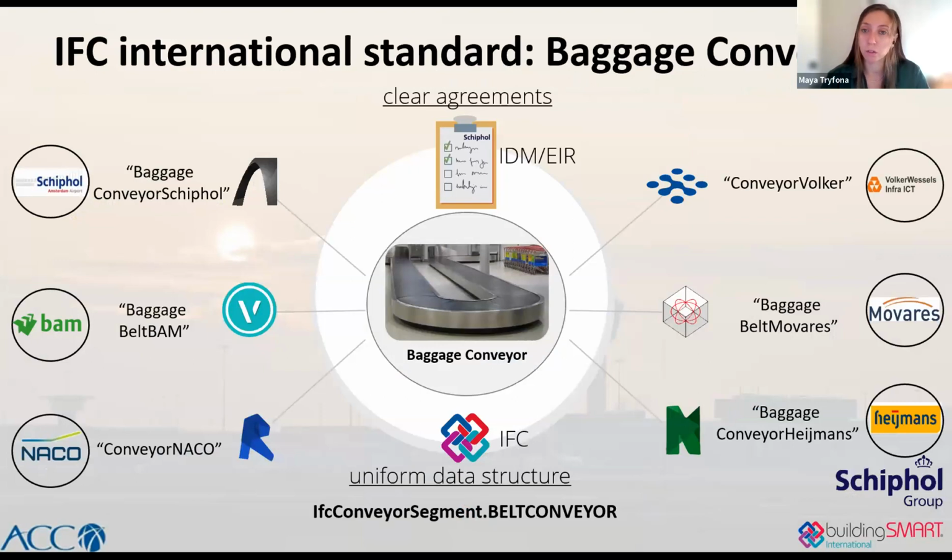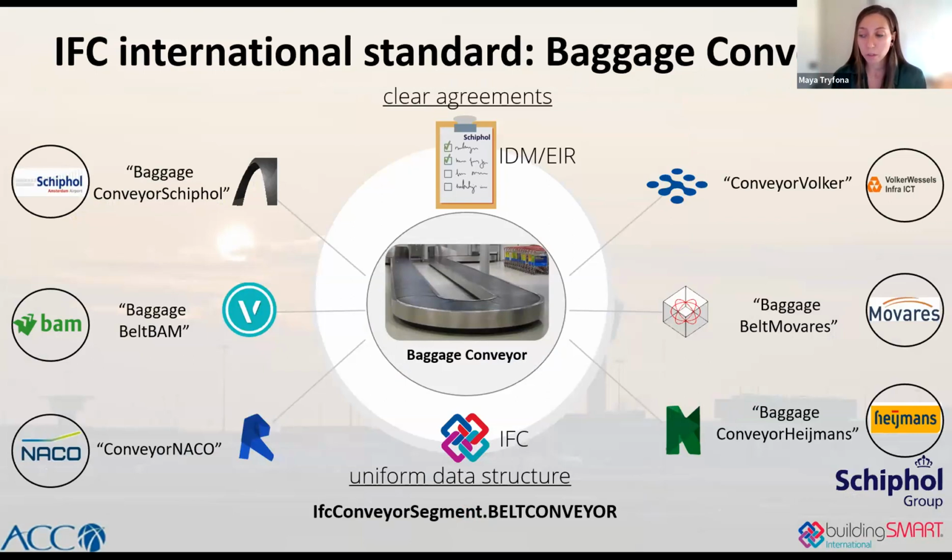So basically at the airport, different parties are involved in several projects. Think of designers, contractors, subcontractors. So it is important for organizations like Schiphol to request and maintain a uniform data structure. And this can be achieved with clear agreements, clear information delivery manual, and exchange information requirements. Taking one specific object like the baggage conveyor here, that needs to be modeled in our models, and we need to use it for the maintenance and operations.